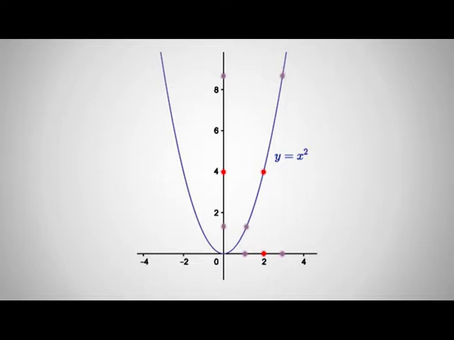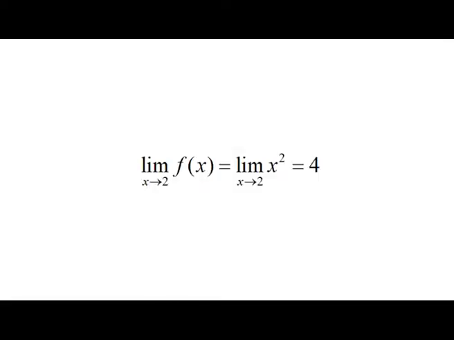As an example, from the graph of the function f of x equal to x square, it can be seen that whenever x gets closer and closer to 2 along the x axis from either side, the corresponding values f of x equal to x square get closer and closer to 4 along the y axis. That is, f of x equal to x square can be made as close as we like to the number 4 by taking values of x sufficiently close to 2. Hence, limit of f of x as x approaches 2, equal to limit of x square as x approaches 2, is 4.